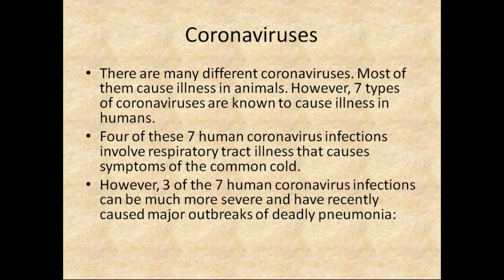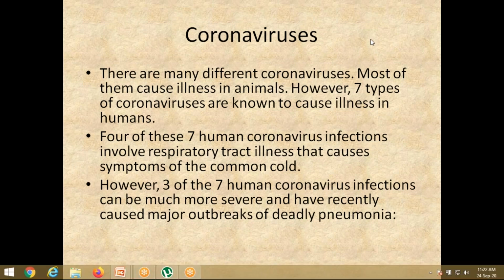Next one, coronavirus. There are many different coronaviruses. Most of them cause illness in animals. However, 7 types of coronaviruses are known to cause illness in humans. 4 of these 7 coronaviruses involve respiratory tract infection that cause symptoms of the common cold. However, 3 of the 7 human coronavirus infections can be much more severe and have recently caused major outbreaks of fatal pneumonia.